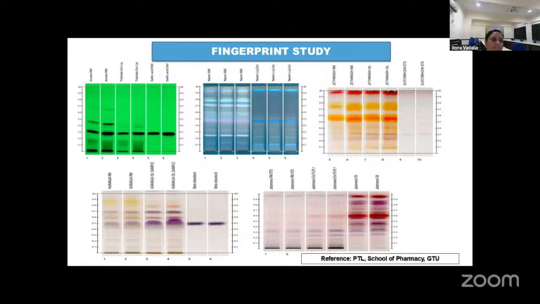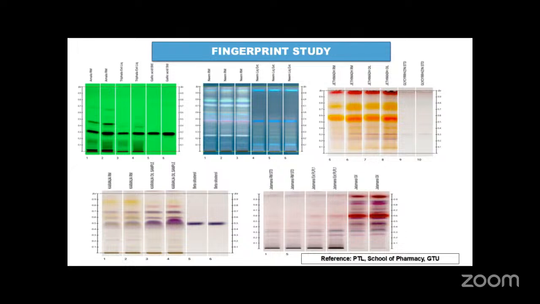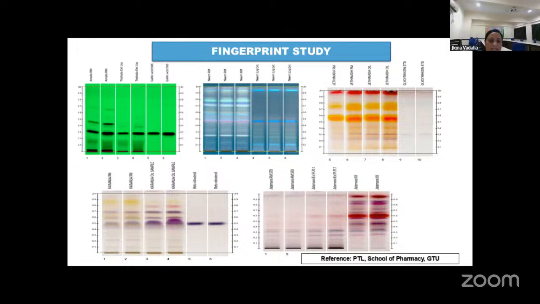So first of all, the sample of amla. So this is the amla raw material. This is amla extract, and this is the gallic acid standard present in the amla. So they are comparing the raw material with the extract and standard. Same way, this is the neem raw material and this is the neem extract.